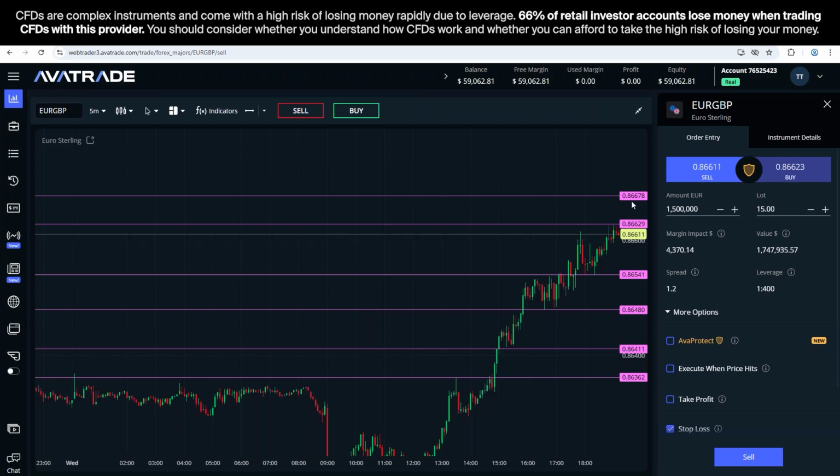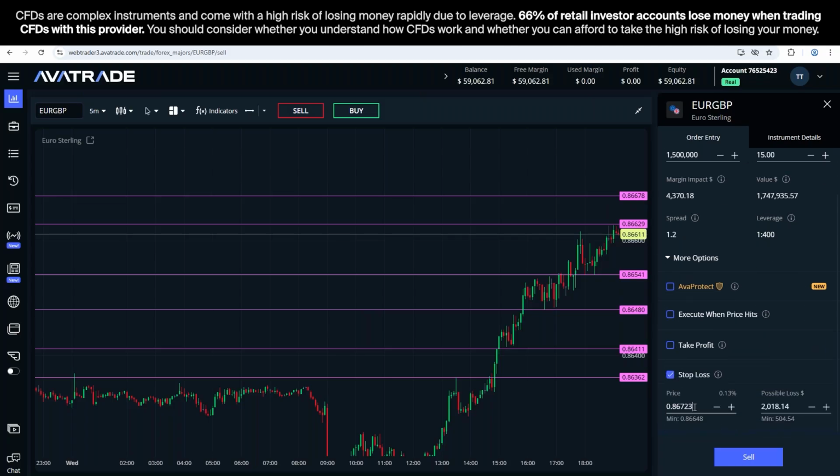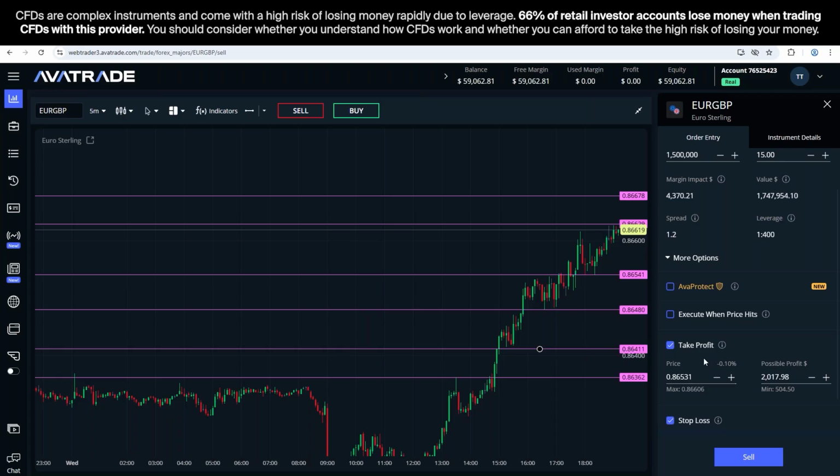So 0.8668 or higher for a stop loss. And maybe I say 0.8670, which would be above this resistance here. And take profit. If it's going to downtrend, perhaps it breaks a couple of these staircase steps that went up and we hit maybe 86.40 down here. So take profit 86.42, let's say.